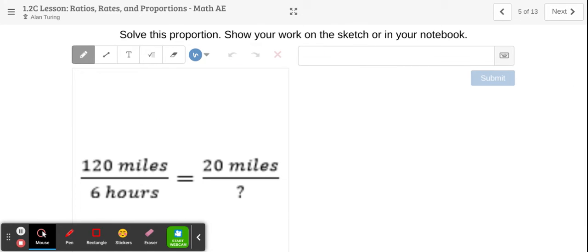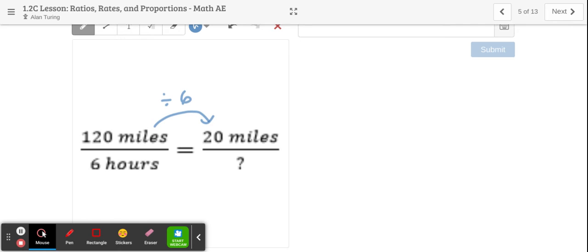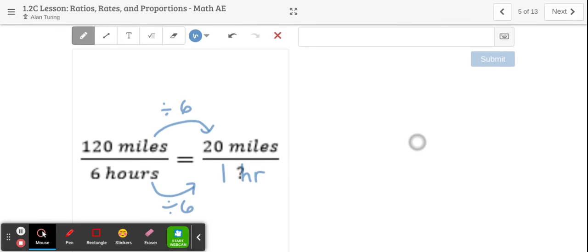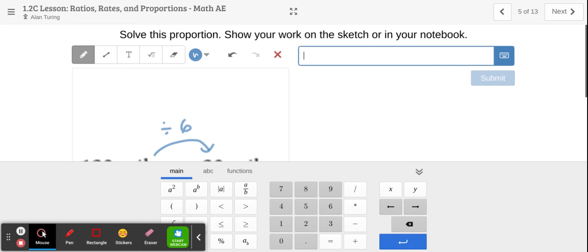Okay, slide 5. 120 miles to 6 hours is equivalent to 20 miles to how many hours? So what do you divide 120 by to get 20? That would be 6. So 6 divided by 6 would be 1. So it's 20 miles to 1 hour.